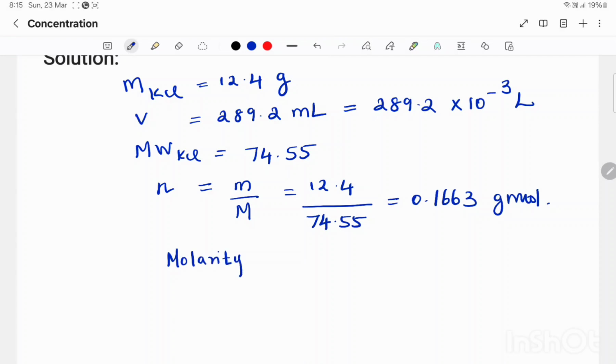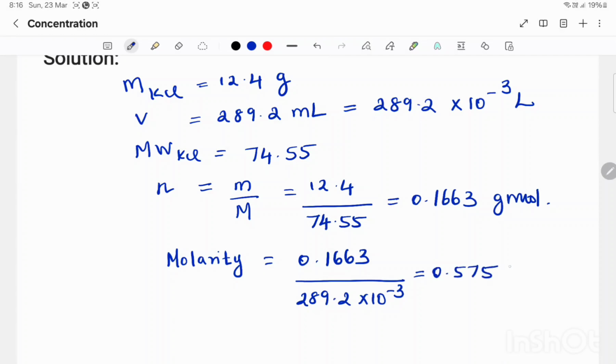Molarity is number of gram moles of solute, that is 0.1663, divided by volume of the solution, that is 289.2 into 10 raised to the power minus 3 liter. When you divide these two values, we will get the answer as 0.575 gram mole per liter, or it can be written as 0.575 molarity of KCl.